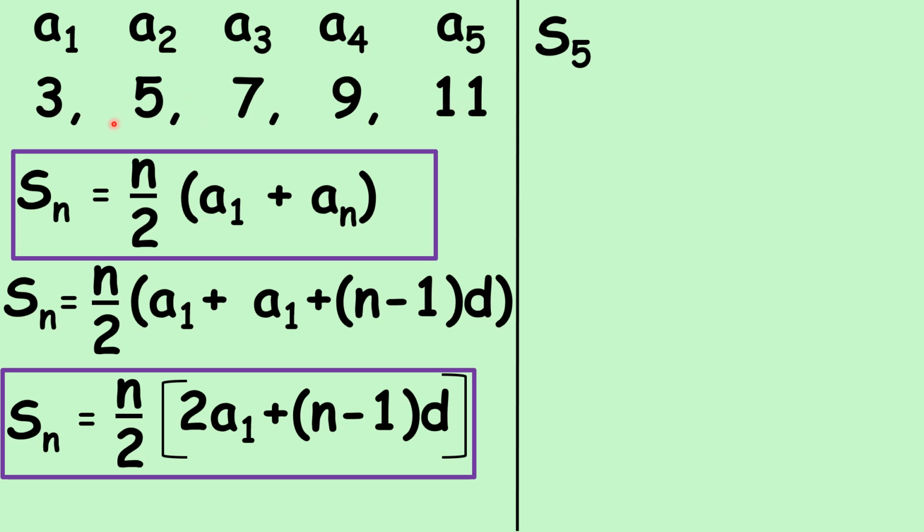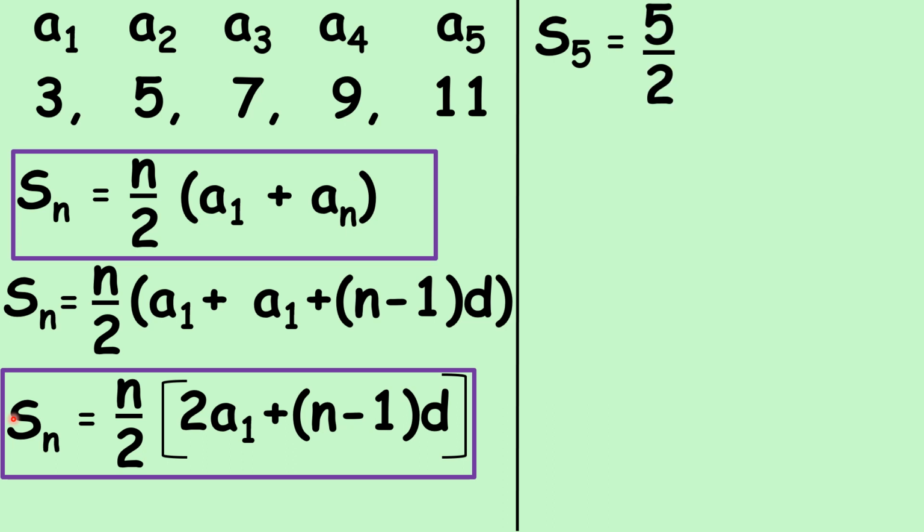Let's quickly add and see. 3 plus 5, 8. 8 plus 7, 15. 15 plus 9, 24. 24 plus 11 is 35. So we are correct, but let's see the workings.